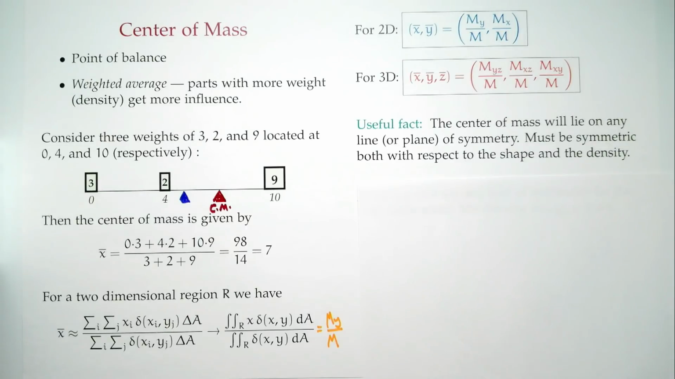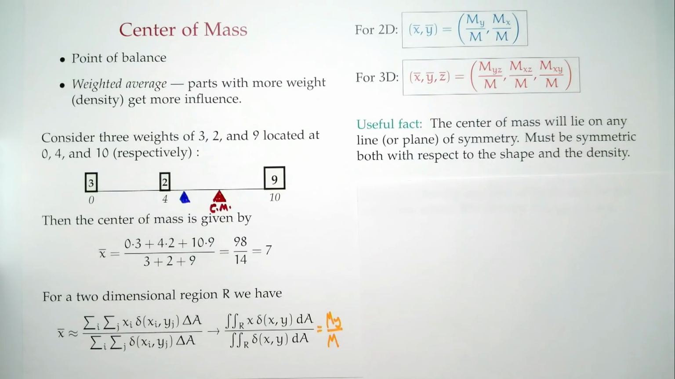So there's a nice useful fact, which is the following. The center of mass will always lie on any line or any plane, if I'm in 3 dimensions, of symmetry. Now, so that says, if you have a shape, and that shape has symmetry, you can cut your work down. Now, we have to be careful. What do we mean by symmetry? So there's a couple kinds of symmetry that are involved. So first off, there's the symmetry of the shape. And that is to say, if I flipped it across the line, or I flipped it across the plane, I'd get the same thing back again.